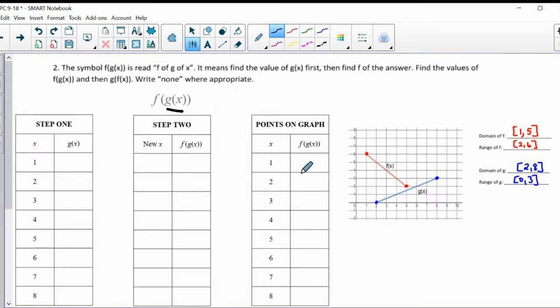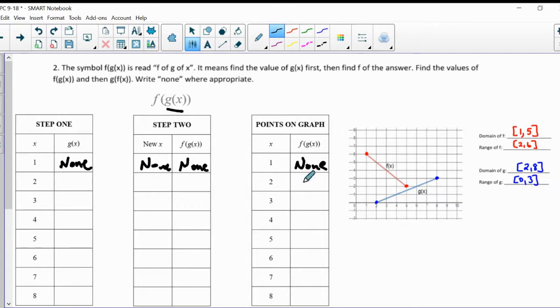When x is 1, g doesn't have any value. So there's no value there, and no value that we can plug in. So there's no value of f of g of x because there was no value that we could plug into g in the first place.